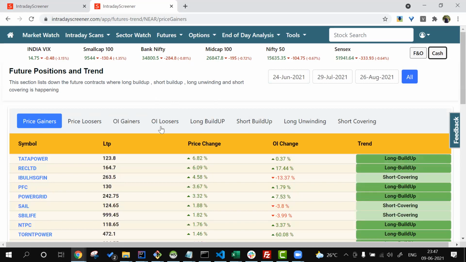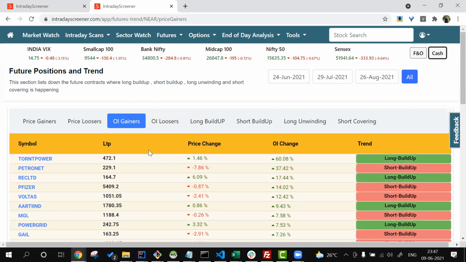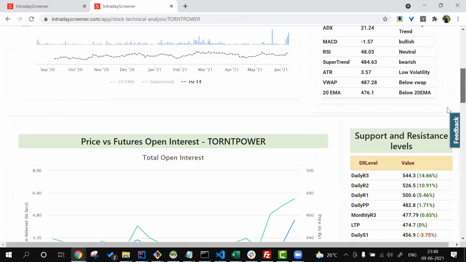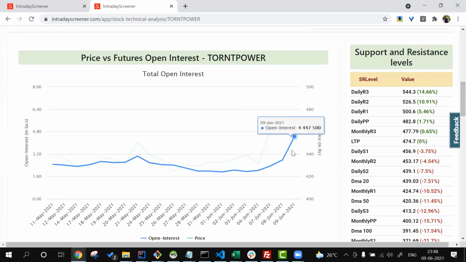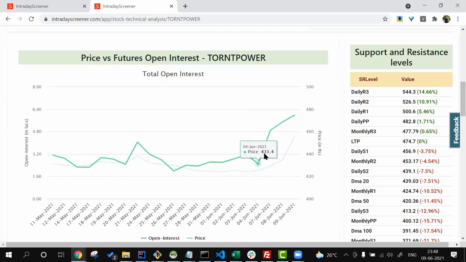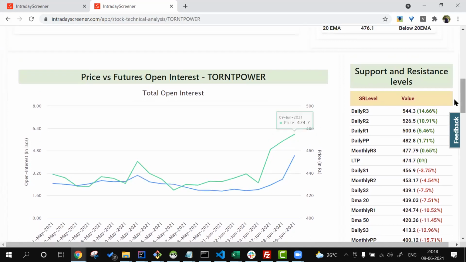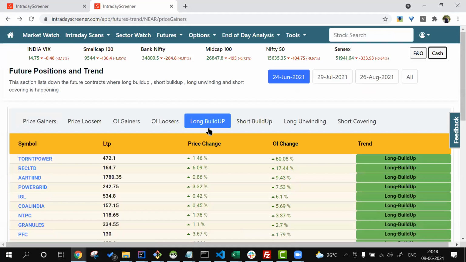So this is future trend. Usually stocks which have high OI gainers can be either long build-up or short build-up. And if you want to filter only long build-up, you can see these stocks. Torrent Power, for example: if you see the futures for the last 3 days, the price has been steadily going up and futures open interest is also going up. That means traders are actually taking positional longs in that stock. So this is a stock where, if it comes down, we should be focusing on buying. Similarly, you can check each stock which has been long build-up. You can check intraday as well as the previous few days.